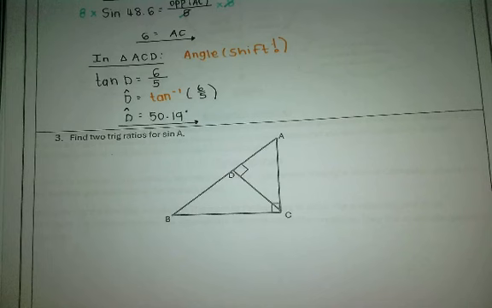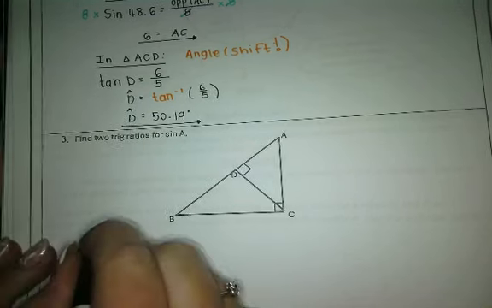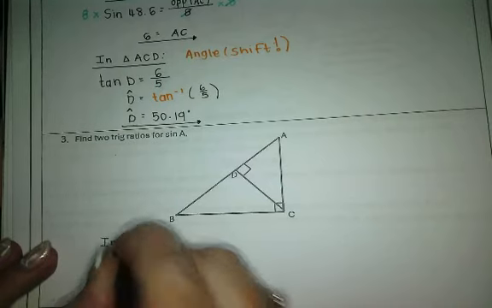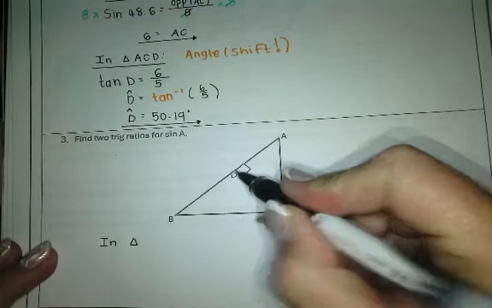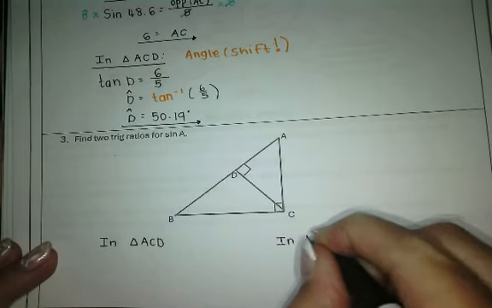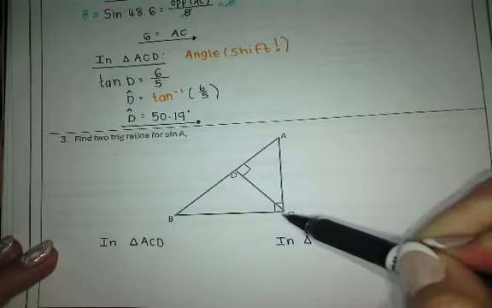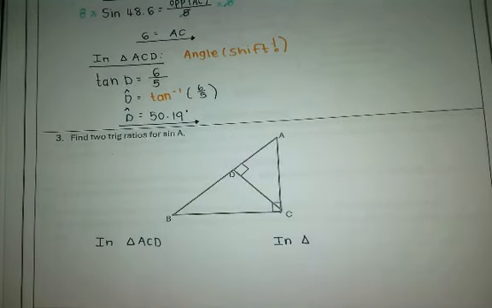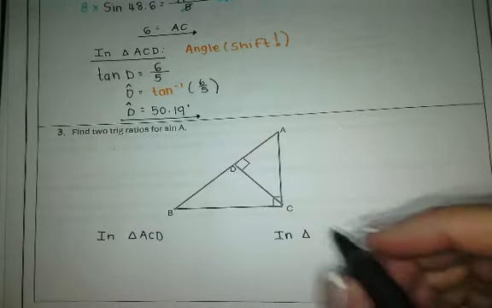Have a look. How many right angle triangles do you have? So first things first, find two trig ratios for sin A. We can see that angle A falls within two right angle triangles. The two right angle triangles are triangle ACD and, in the other triangle, triangle ABC. Can you see it? The reference angle they want us to use falls in two right angle triangles. Remember in grade 10, trig can only work in right angle triangles.